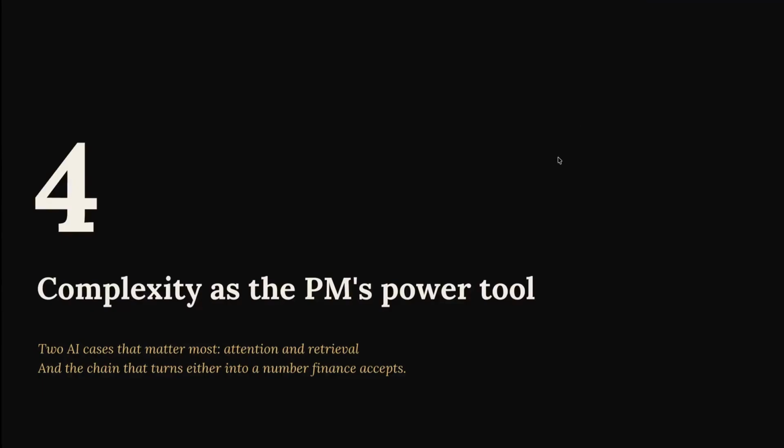The most interesting section of session B is complexity as the PM's power tool. Okay, we have two cases that matter most when we are talking about LLMs. One is attention, one is retrieval. And we are going to turn all of these into a number that finance can accept when we present them. Why are we introducing RAG? Why are we introducing additional queues? Why are we introducing additional compute power? That's pretty much what finance looks for. Yeah, they need a reasoning for our investments.